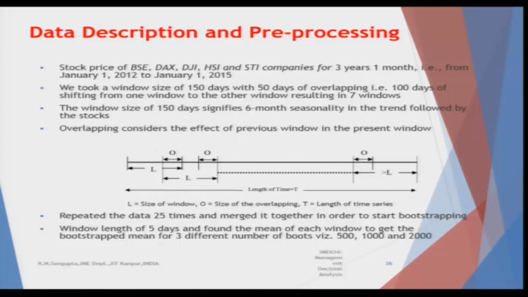You can take 150 and the overlaps can also be changed, and we do 3 different types of bootstrap. That means we concatenate the data 500 times, 1000 and 2000 times, to expand the sample and make it nearer to the population, so that the sample statistics are the best replica of the population parameters which you want to find.